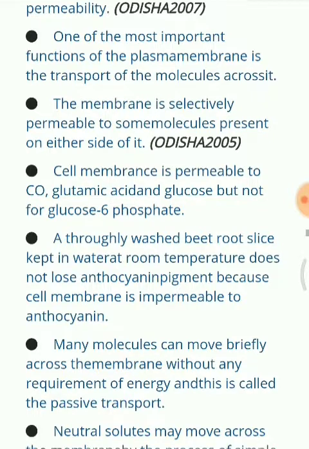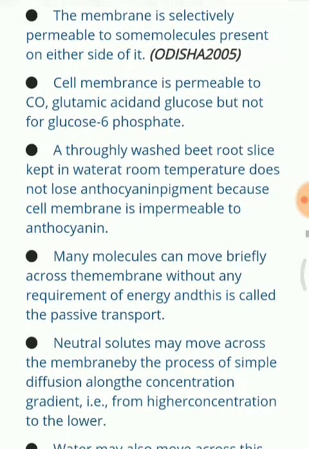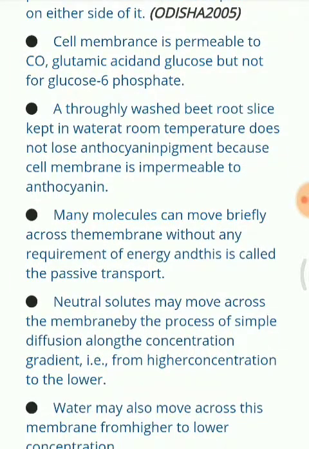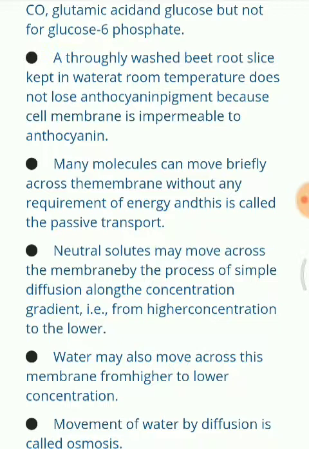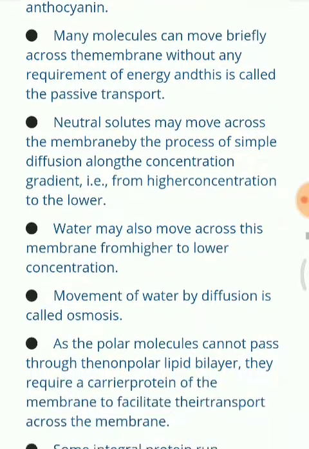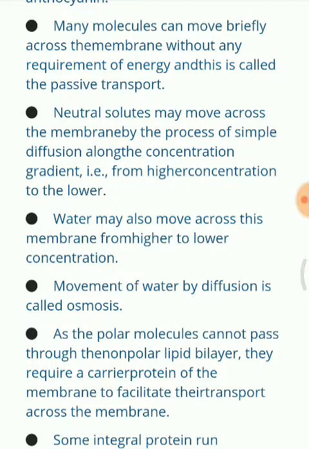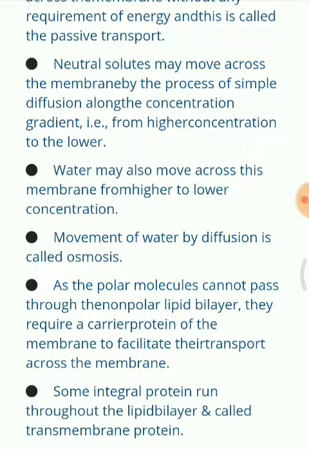is impermeable to anthocyanin. Many molecules can move across the membrane without any requirement of energy, and this is called passive transport. Neutral solutes may move across the membrane by the process of simple diffusion along the concentration gradient, that is from higher concentration to low concentration. Water may also move across this membrane from higher to lower concentration. Movement of water by diffusion is called osmosis.